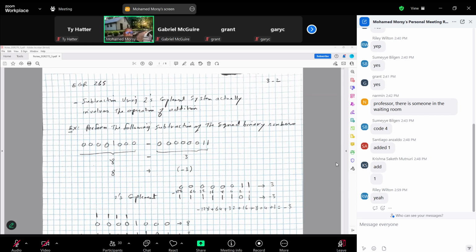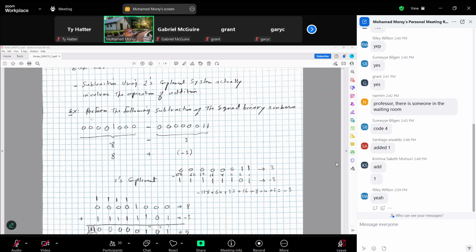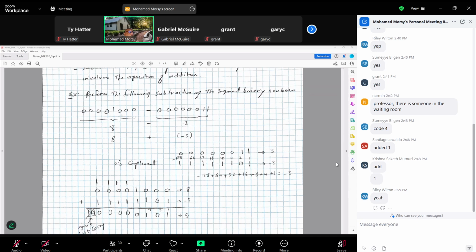Addition of binary numbers is easier than subtraction. It's much easier than subtraction. So if we need to subtract two binary numbers, for example, perform the following subtraction of signed binary numbers. We have this number minus this number. So we need to subtract.